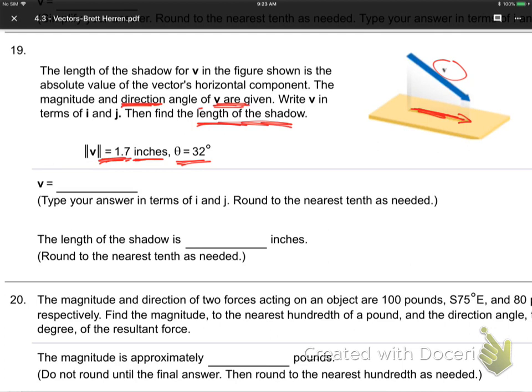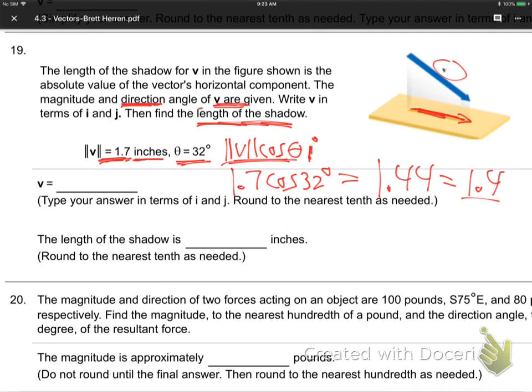So basically, they're just saying, just find the I component. So remember what the formula is. It's magnitude of V cosine theta I plus the other one, but that's all I need. I just need magnitude of V cosine theta. That'll be the length of the shadow because that's the length of the sideways component. So it's just 1.7 cosine 32 degrees. Let's see what we get. I'm getting 1.44. How many places? Tenth. So just 1.4.